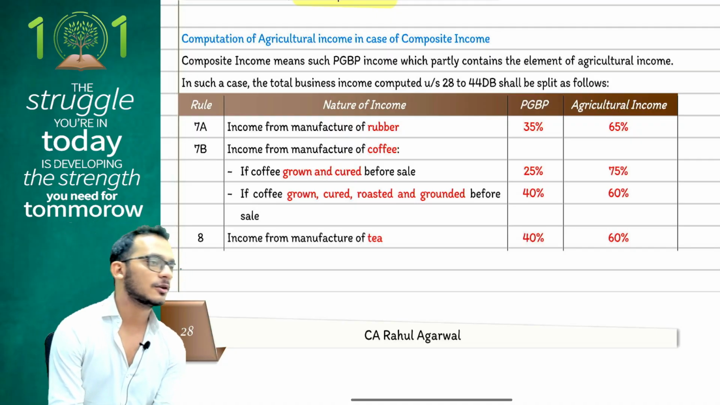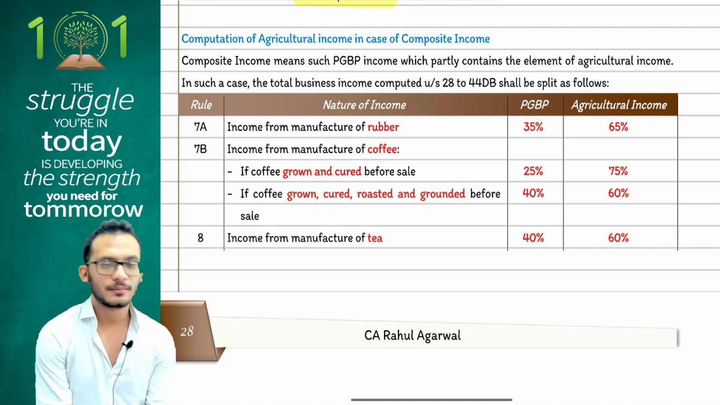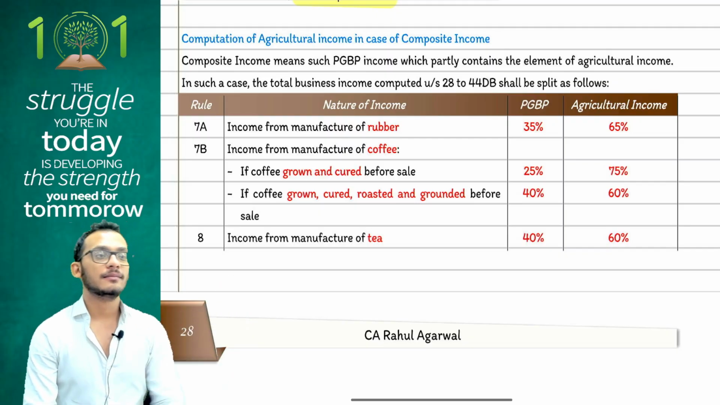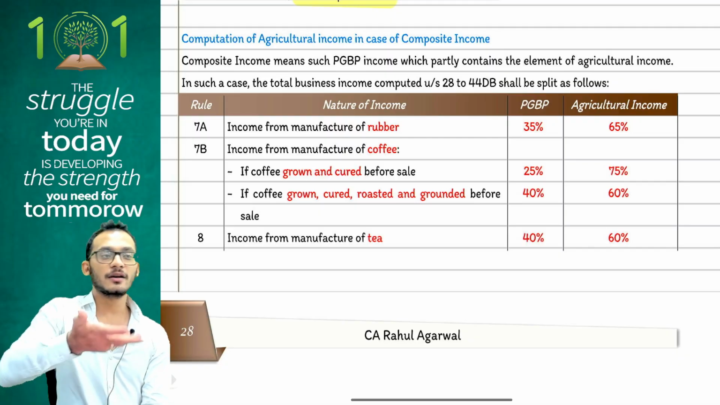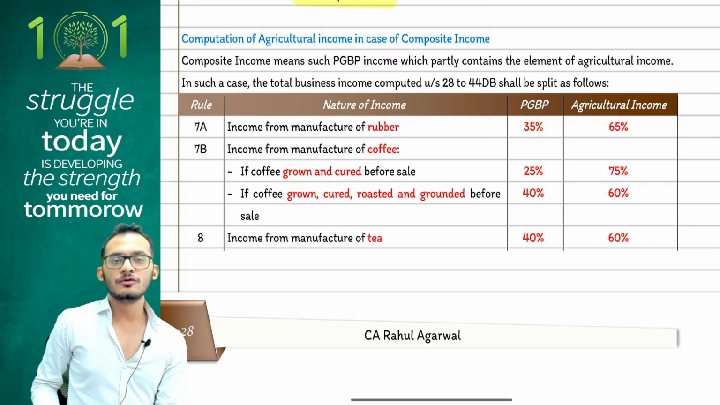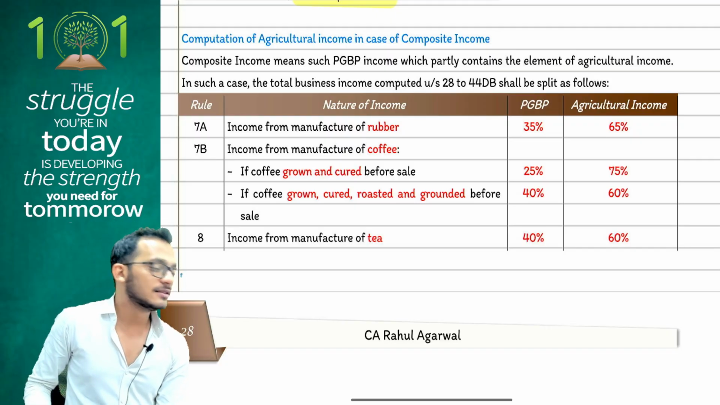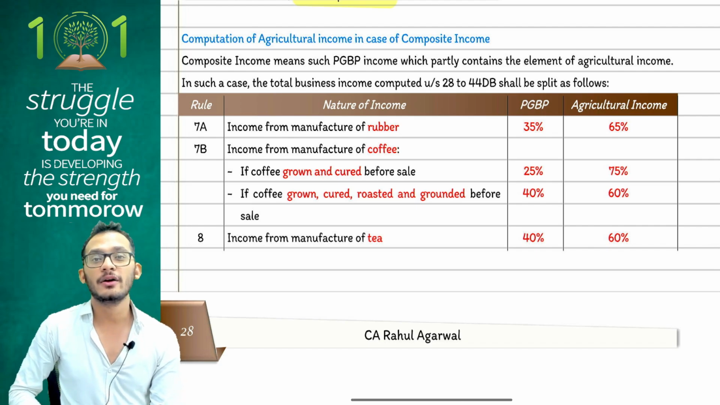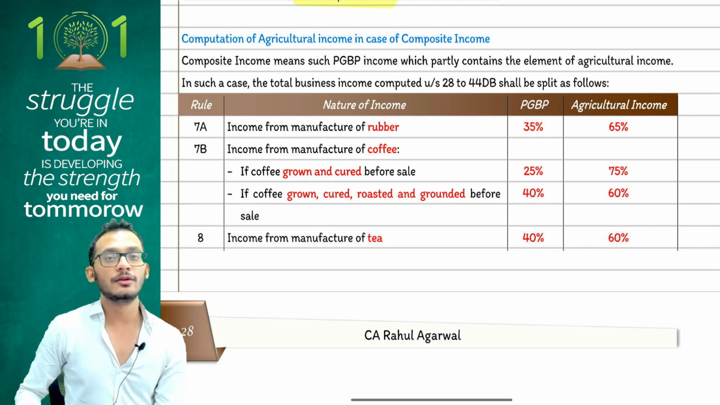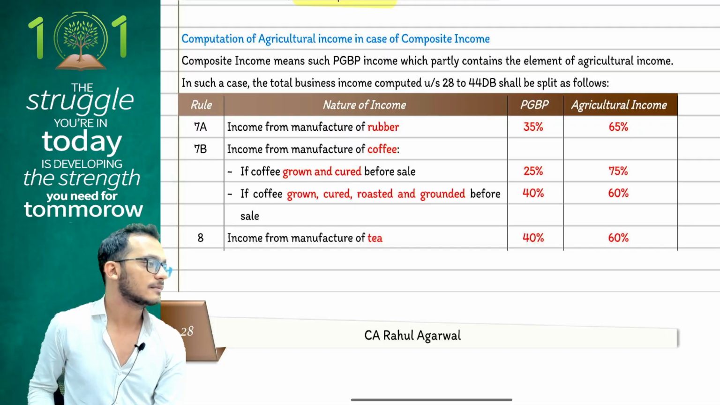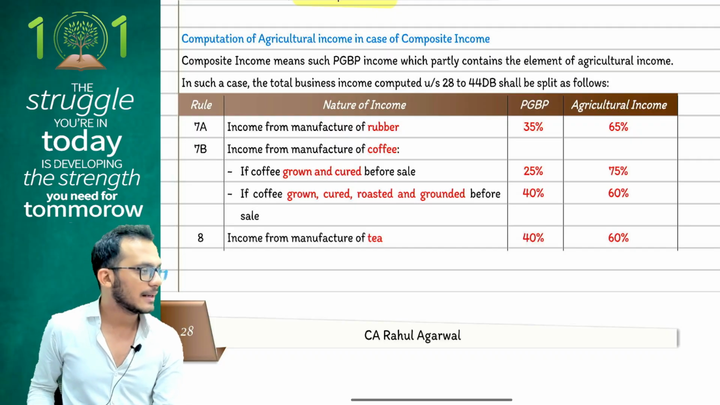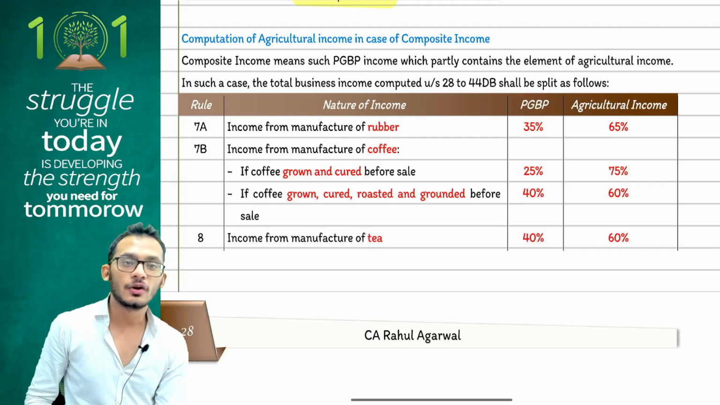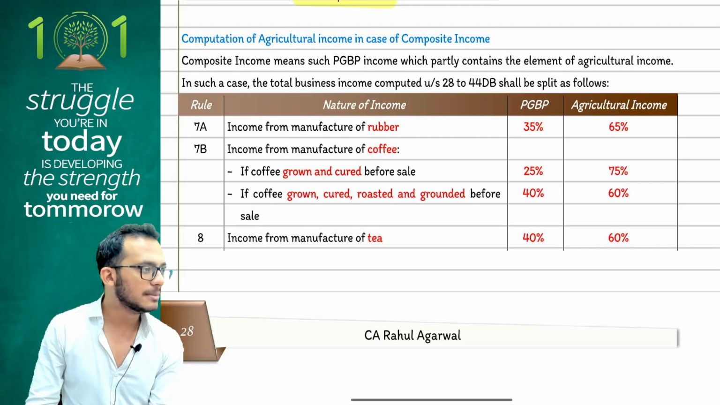Then they said product number 2 is coffee. In coffee came 2 activities, people. Either you are growing and curing the coffee. Now, for those who know, people, coffee seeds as such, if grown, are poisonous. You cannot sell coffee seeds as it is. You need to cure the coffee. Otherwise, someone may die. Which means you will first grow the coffee, which is agricultural activity, and then you will cure the coffee, which is a business activity.